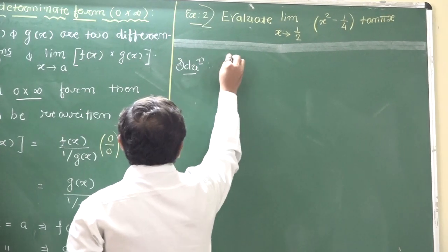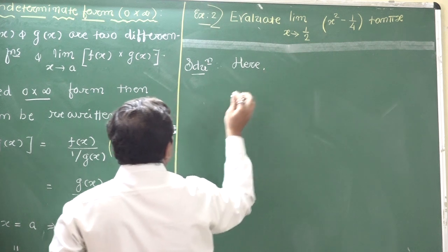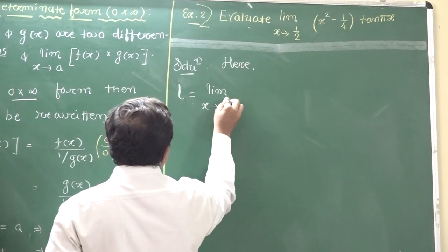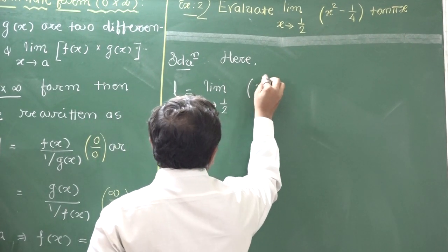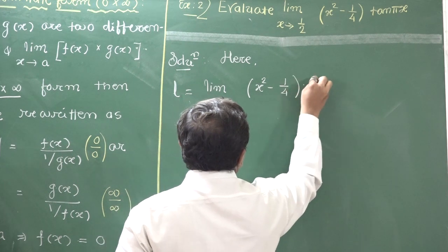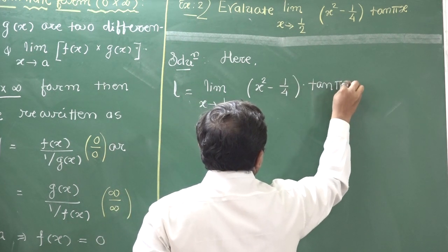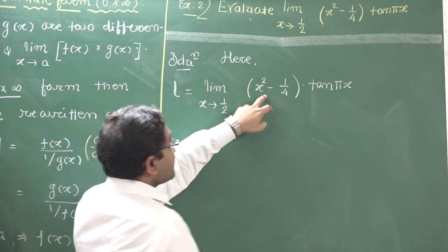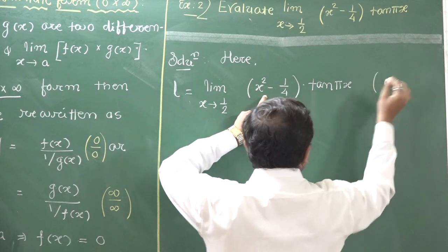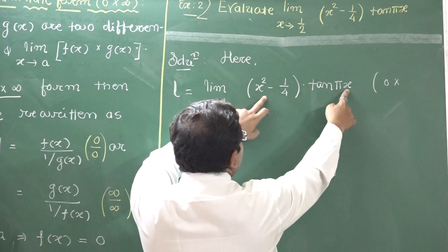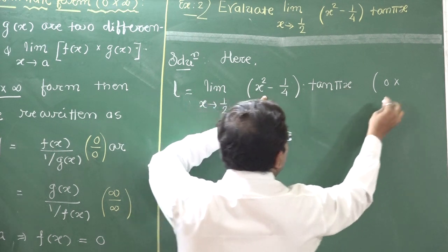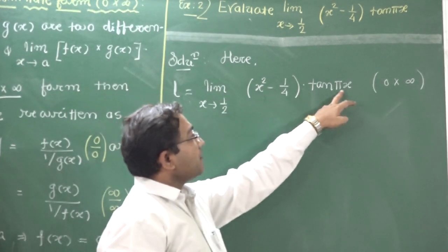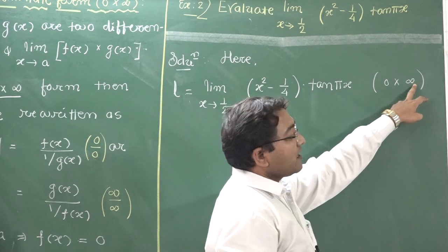Solution is here. Give the limit the name L equal to limit x tends to 1 by 2 of (x square minus 1 by 4) into tan pi x. Here substitute x equal to 1 by 2, that bracket gives us 0. Cross multiply with tan pi x, x equal to 1 by 2, tan pi by 2, and tan pi by 2 is infinite. We are familiar with these trigonometric values. So that form is 0 cross infinite.